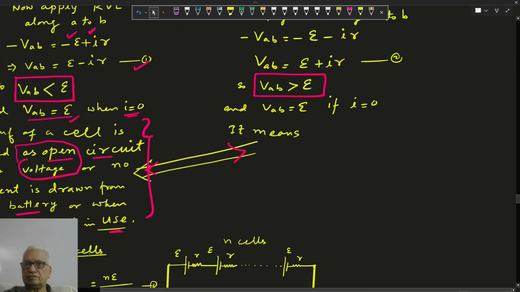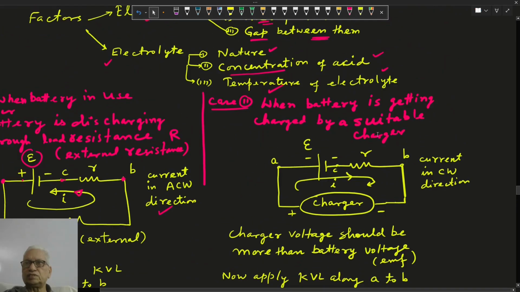Now suppose a battery is discharged, you have to charge it by a suitable charger. Suitable means charger voltage must be more than battery voltage. In that case in the closed circuit, the battery's tendency will be current from positive to negative in the anti-clockwise direction, but the charger is dominating, with more voltage than the battery. So ultimately the current will be in the charger's direction, that is, the direction of current will be A to B. Discharging is opposite: here there is anti-clockwise current, here clockwise current. So with the charger, current is A to B.